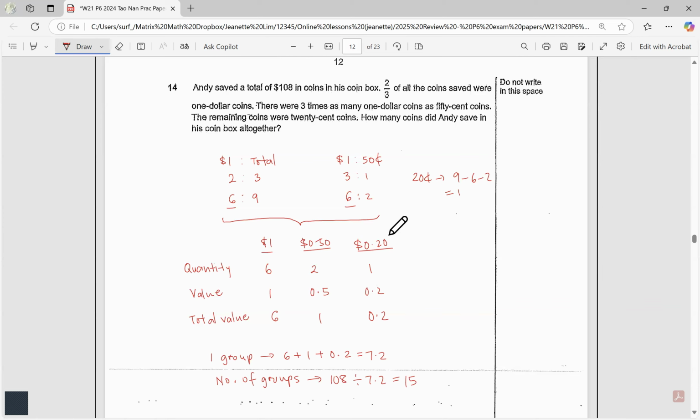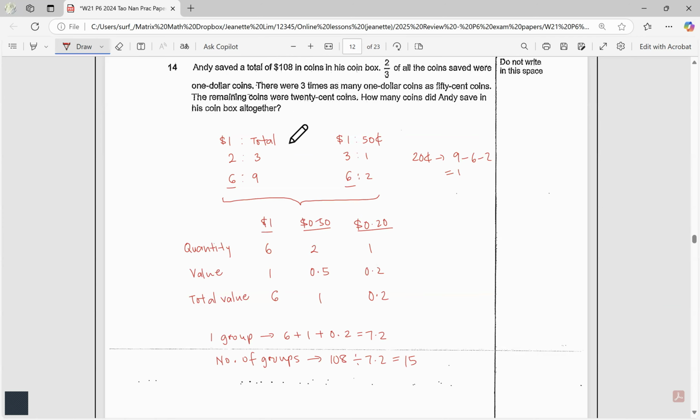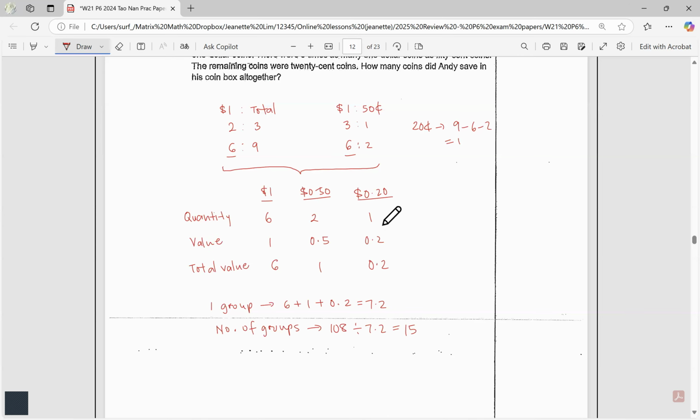Now back to the question. The question is asking for a number of coins altogether. So in one group, number of coins is the quantity, so I'll add them up. So 6 plus 2 plus 1, which is 9 coins in a group. Then I'll take 15 groups of 9. So 15 times 9. Answer: 135 coins.